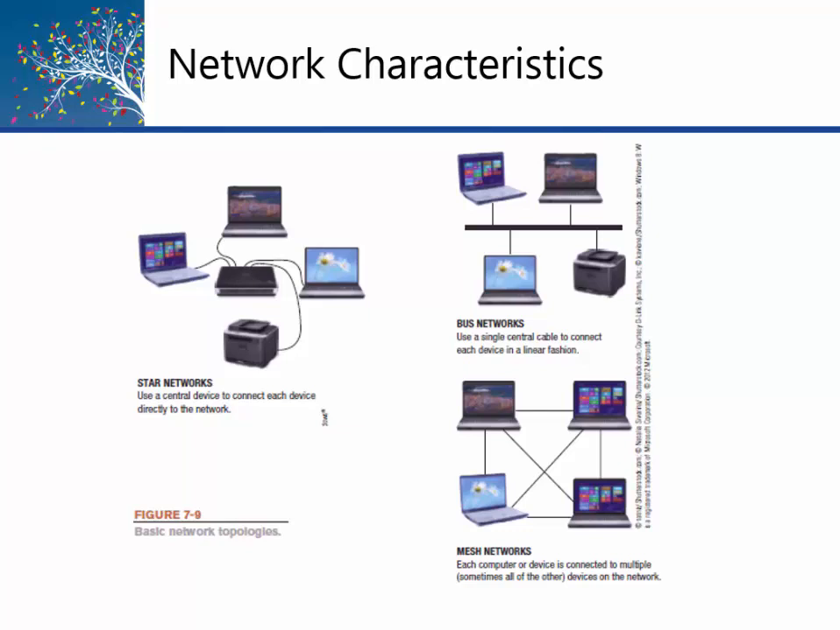And this figure on the left is a star network where every device is connected to a single item on that network. Your home network is more like a star network, where you have your wireless router where your internet access comes in and then everything connects to that wireless router.